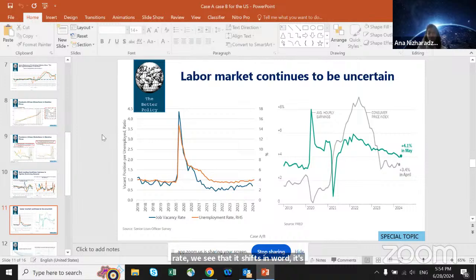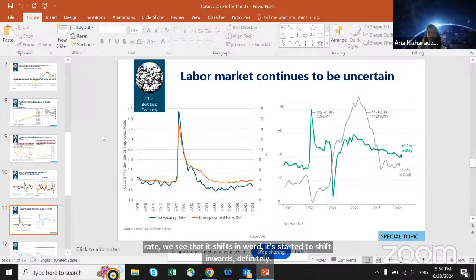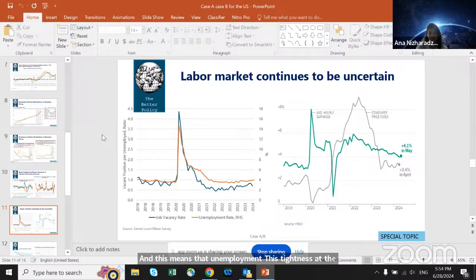And this means that the tightness in the labor market more or less eased. However, if we look at the wage dynamics, we can say that wage growth still remains high, and the growth of average hourly earnings exceeds CPI inflation. And we see that the wage-price spiral risk is still there.